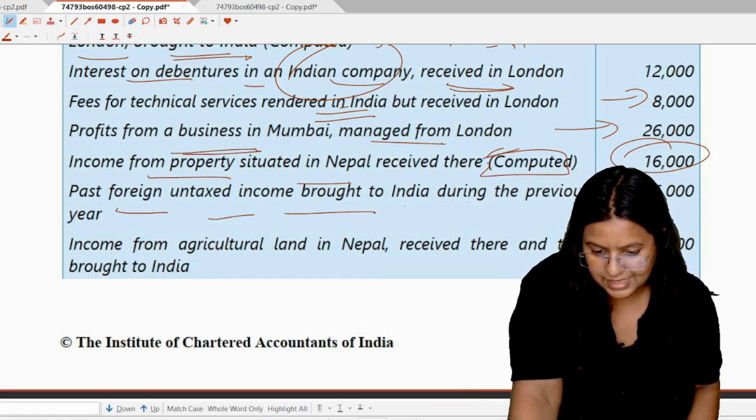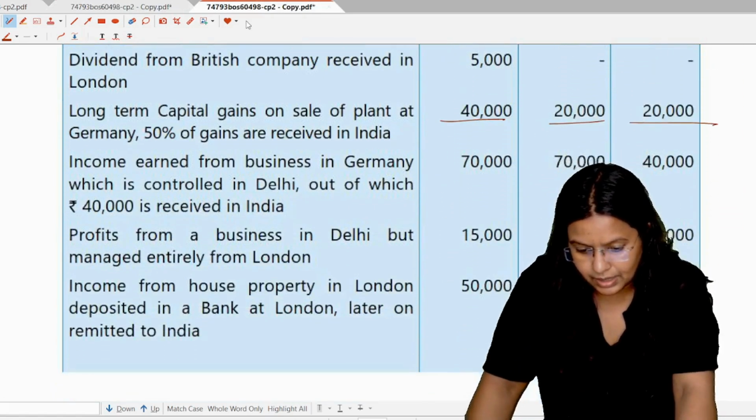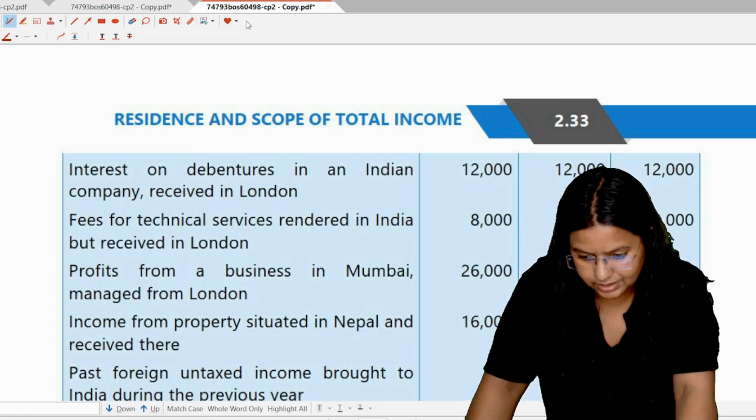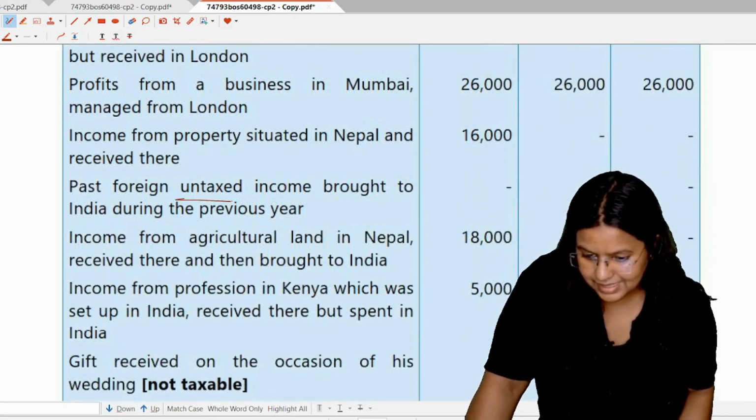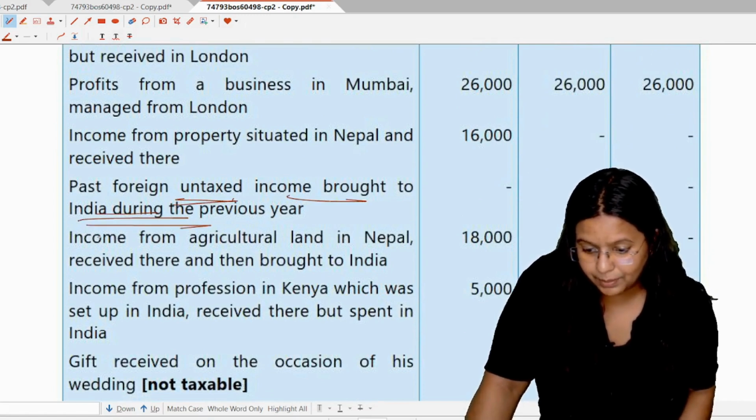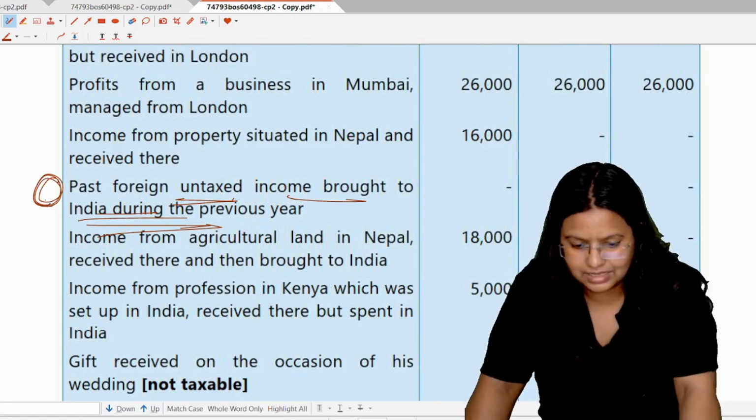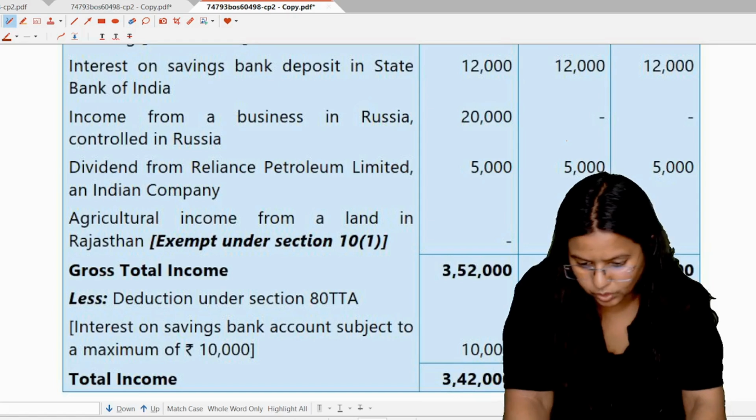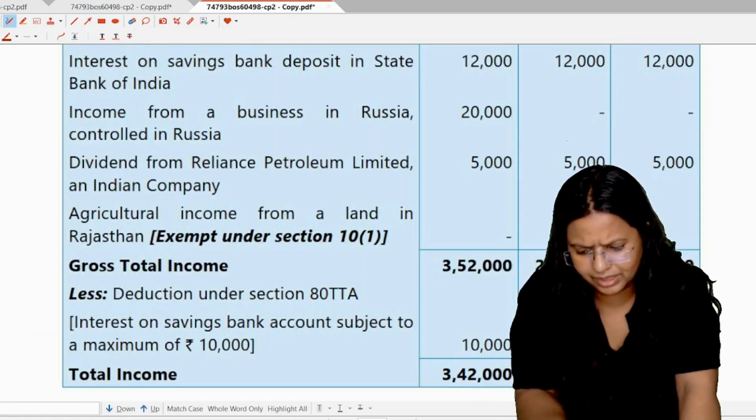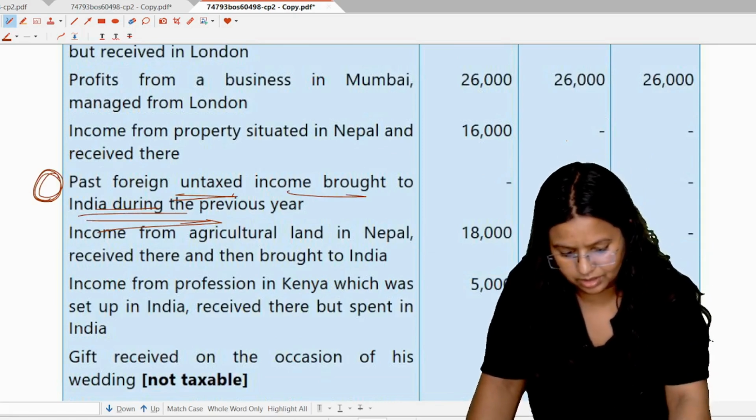Past foreign untaxed income brought to India during the previous year. Now, there is an income of 5,000 rupees. This is past foreign untaxed income, which is brought to India during the previous year. So that is not taxable, even for the OR person. You have to write it in the notes also. They have not given it in the notes, but you have to write that the past foreign untaxed income is not taxable.